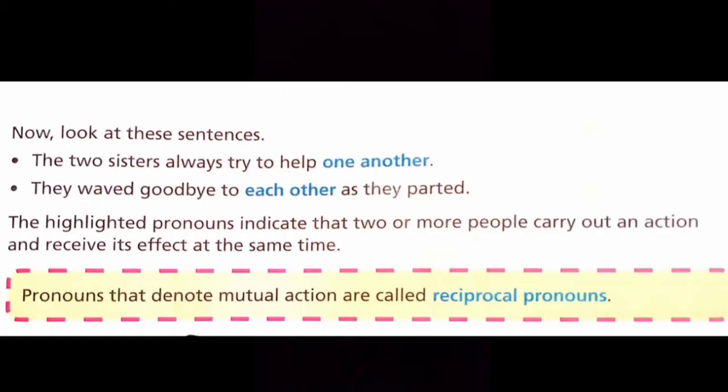Pronouns that denote mutual action are called reciprocal pronouns. Let's read these sentences. The two sisters always try to help one another. They waved goodbye to each other as they parted.